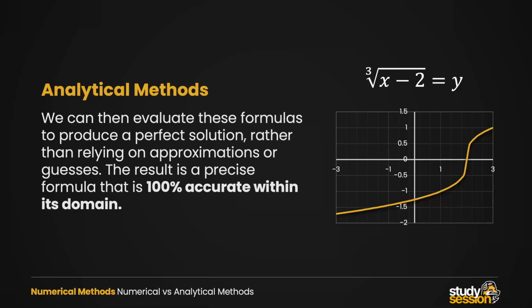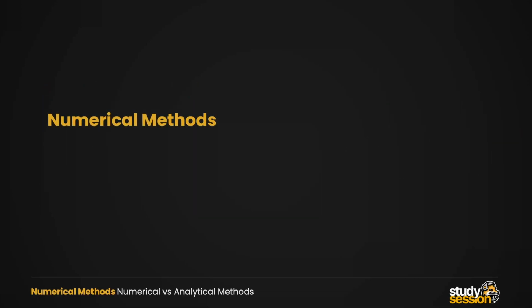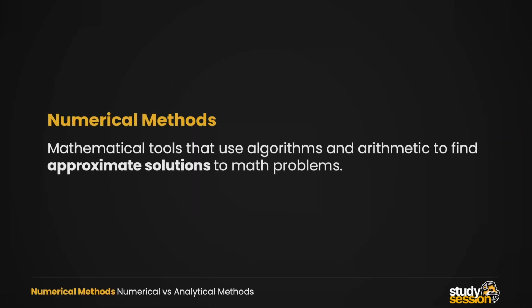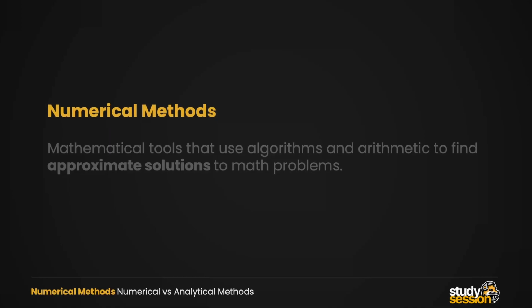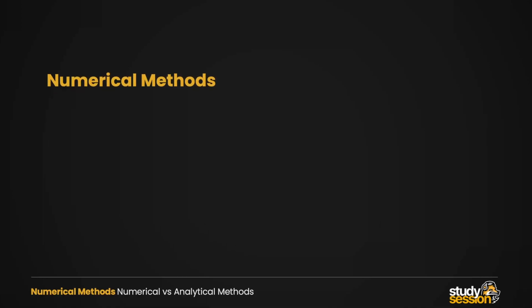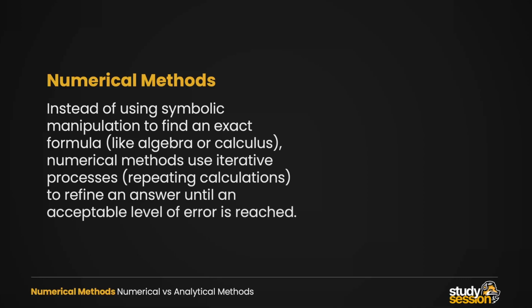Now, let's introduce numerical methods. These are mathematical tools that use algorithms and arithmetic to find approximate solutions to math problems. Numerical methods are different to analytical methods in that they are not focused on symbolic manipulation. Instead of hunting for the perfect formula, we use iterative processes. This means that we repeat a calculation over and over again to refine an answer until we reach an acceptable level of error. Let's look at an example to see this in action.